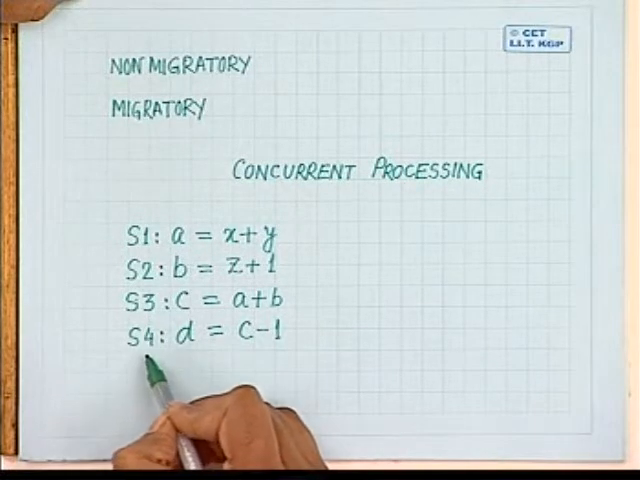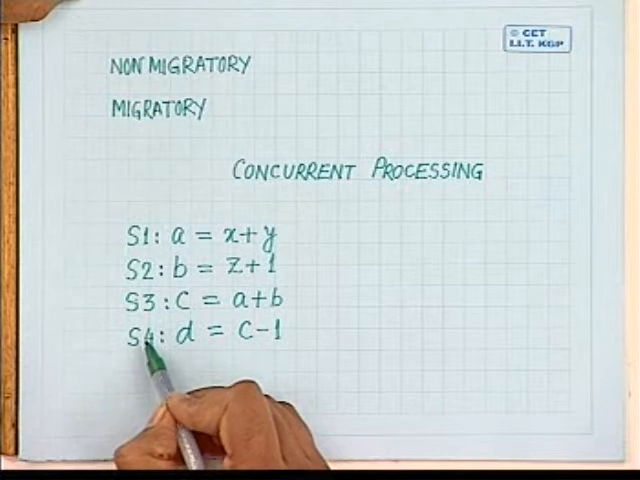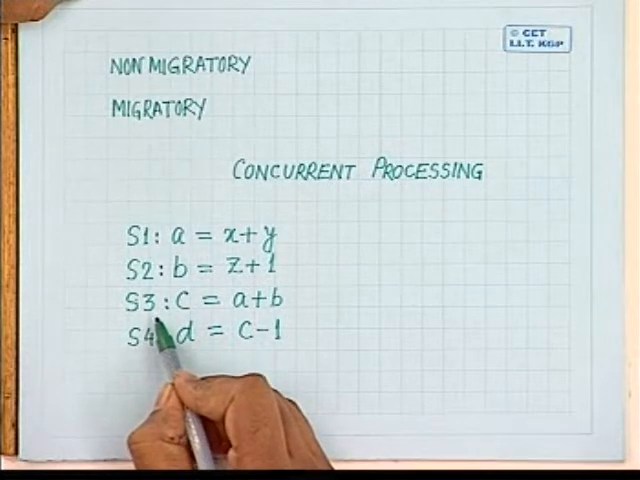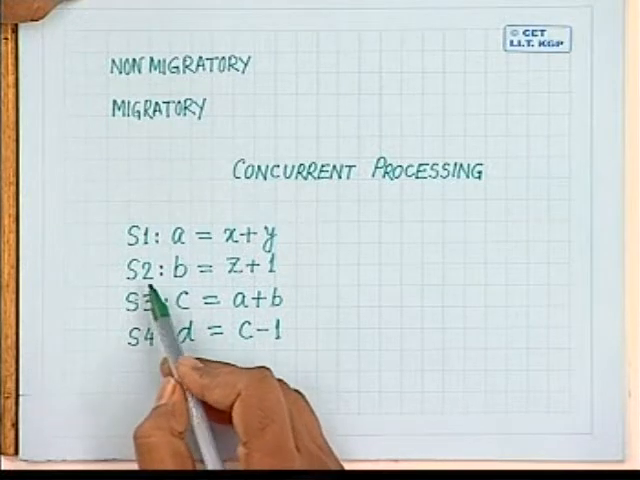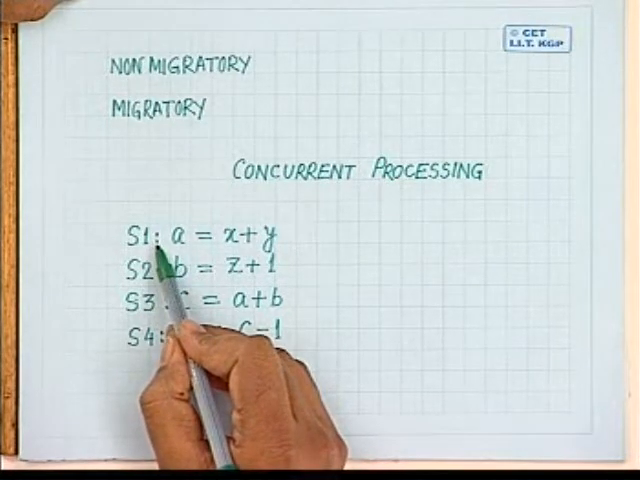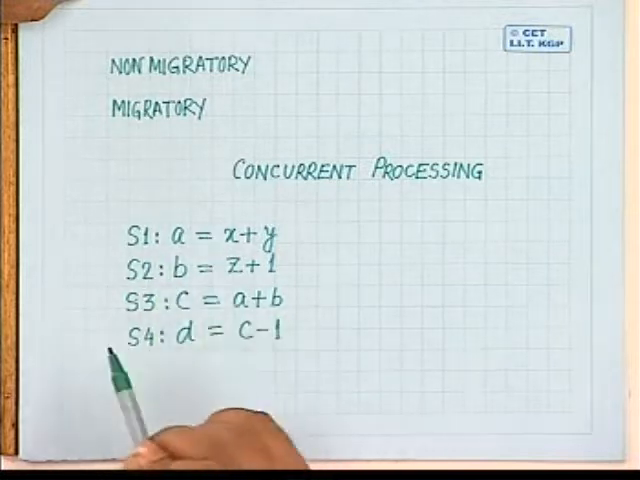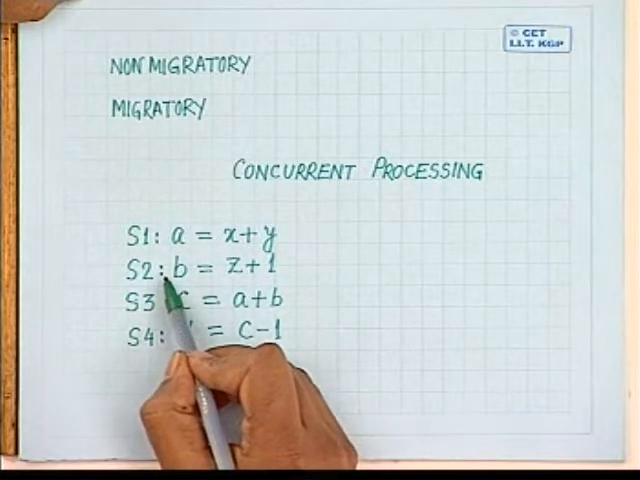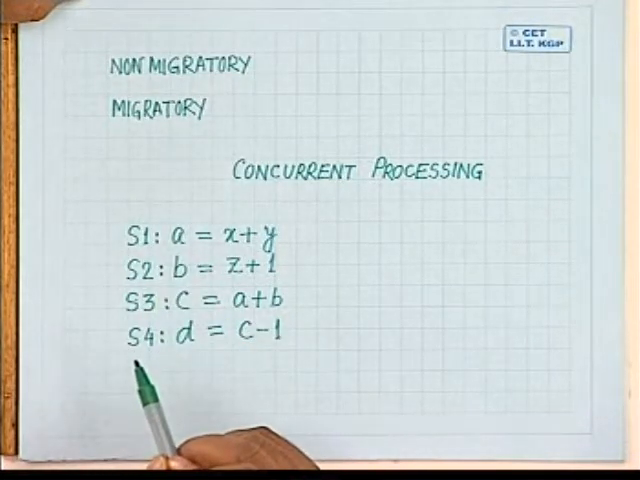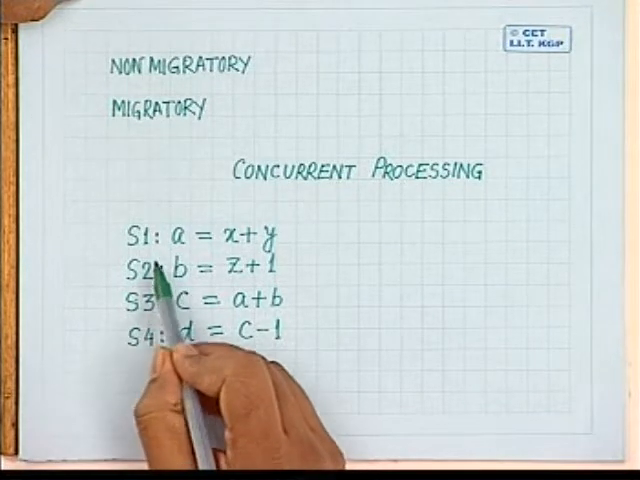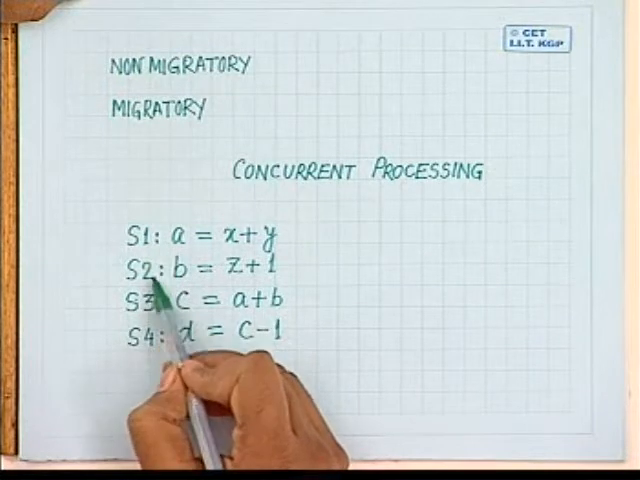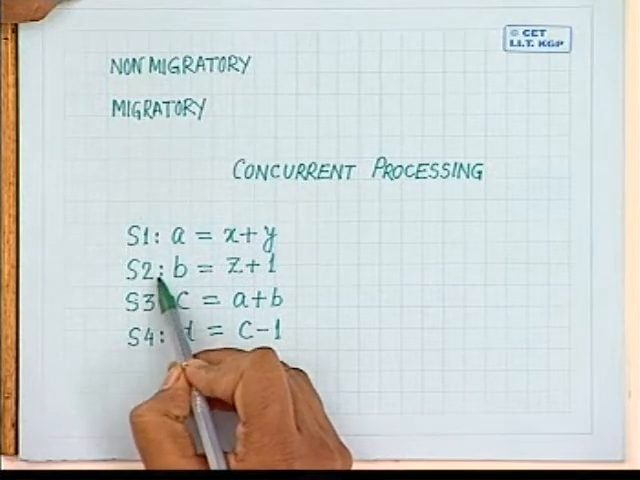So S4 cannot be computed before S3, and S3 cannot be computed before S1 and S2. Whereas for computation of S1, I don't have to wait for any statement, and for computation of S2, I don't have to wait for completion of any other statement. So this says that S1 and S2, these two statements, can be executed concurrently.